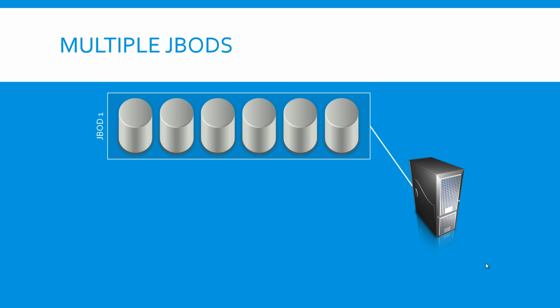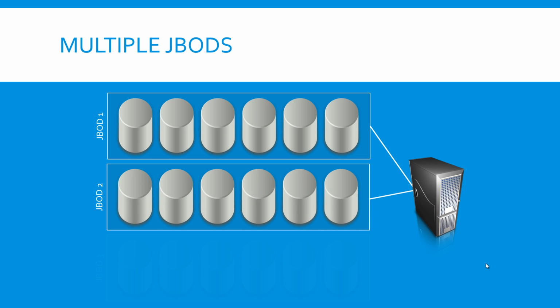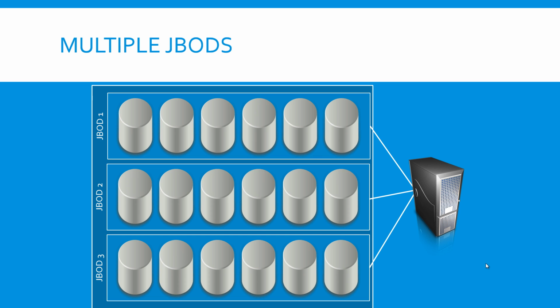We can also do fault tolerance across JBOD trays. If I'm a small installation, I'll probably only have one JBOD. But if I think I'm going to have some growth, I'll put in at least 3 JBODs and balance the disk numbers across each of those JBODs. So I can add a second and a third JBOD to my server or my servers.